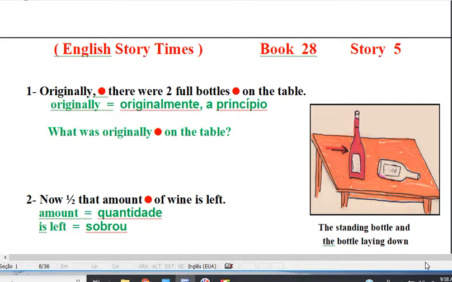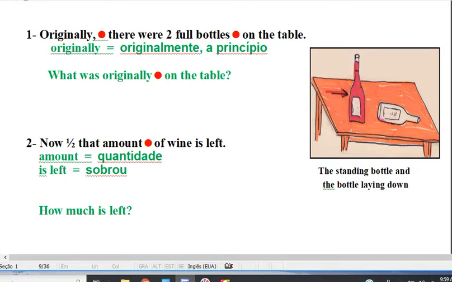Question. What was originally on the table? On the table. What was originally on the table? Well, originally there were two full bottles on the table.